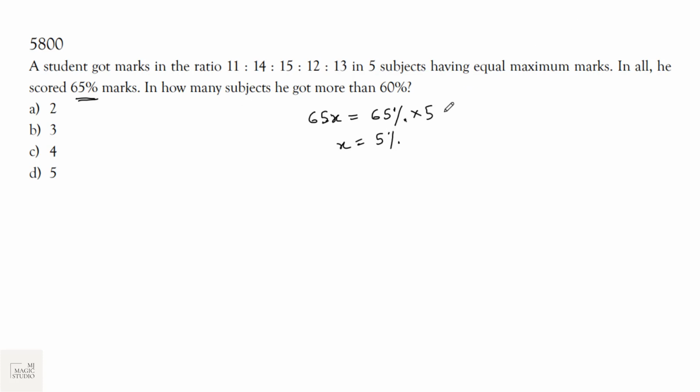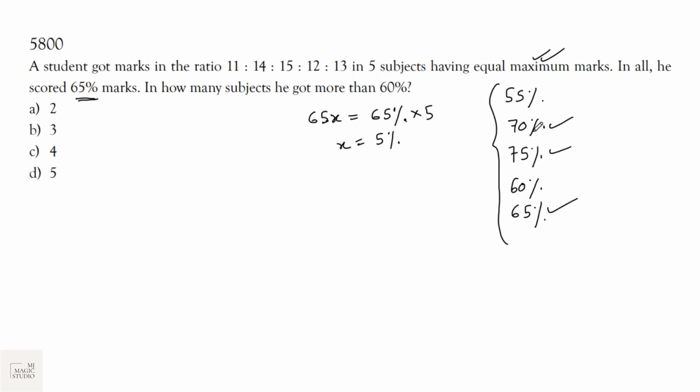So in subject number 1, he has scored 55% marks. In subject 2, 14 into 5 is 70. Then 15 into 5 is 75%. 12 into 5 is 60%. And 13 into 5 is 65%. These are the individual marks since maximum marks are the same in all the subjects. Now the question is, in how many subjects did he get more than 60%? 1, 2, 3. In 3 subjects he has got more than 60% marks. Option B is the pick.